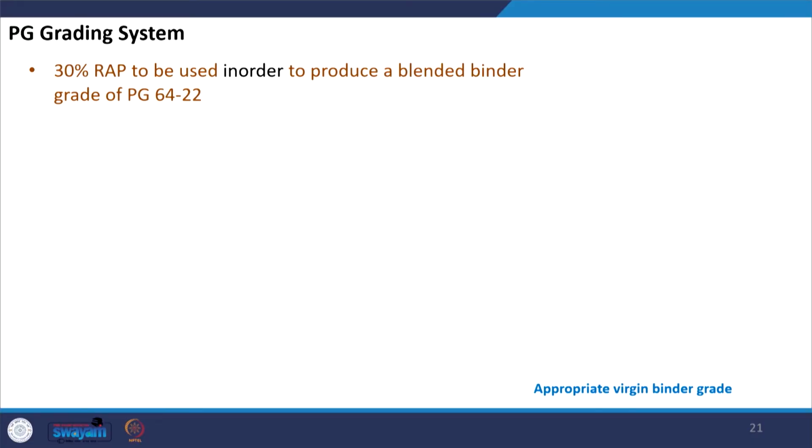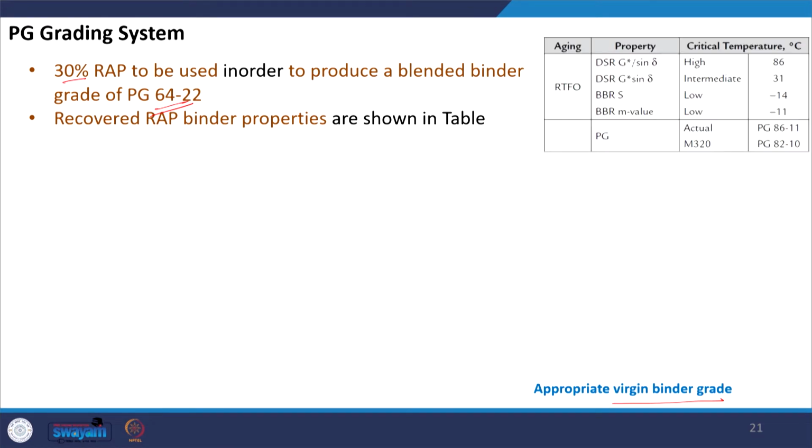with examples. So, let us say that 30% RAP has to be used in order to produce a blended binder of grade PG 64-22. So, this is the target grade we are looking at, and 30% RAP we are utilizing, which means I am trying to find out what should be the appropriate grade of the virgin binder considering all these three criteria. Recovered RAP binder properties are shown in this particular table. So, we have taken the recovered binder, we have subjected it to testing, we have discussed how to do the testing, and this is what we have got.